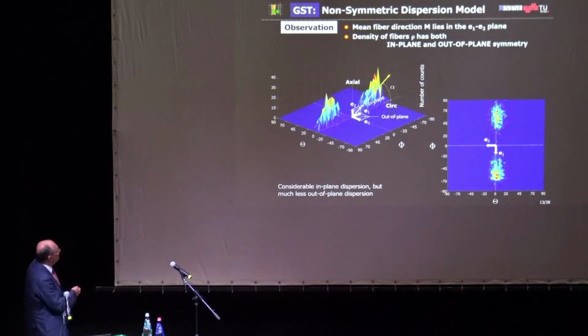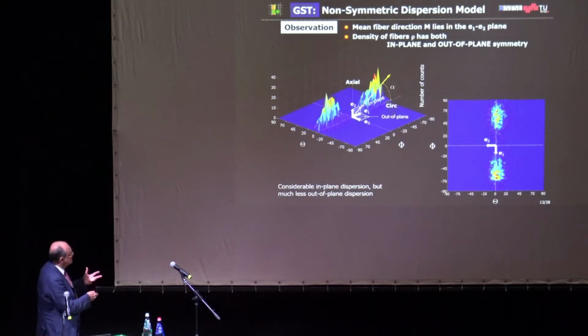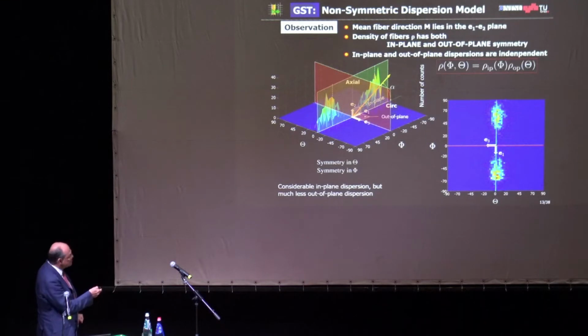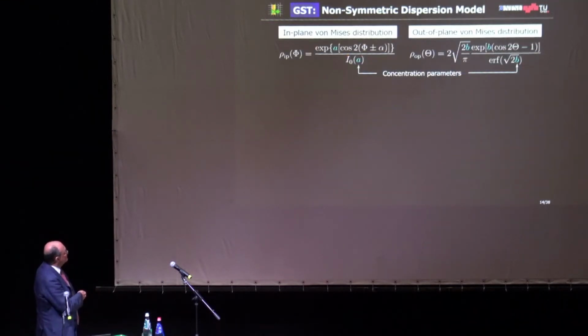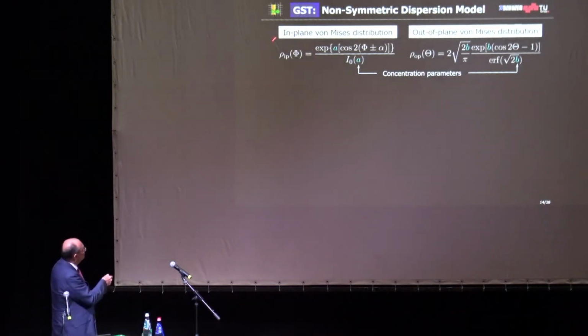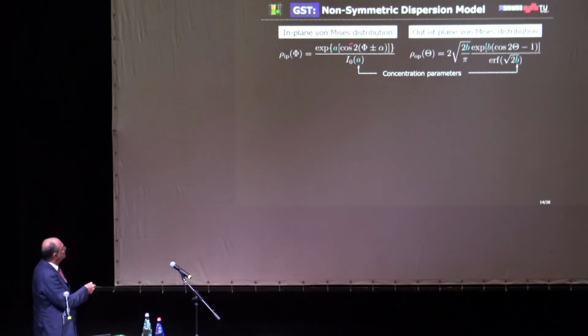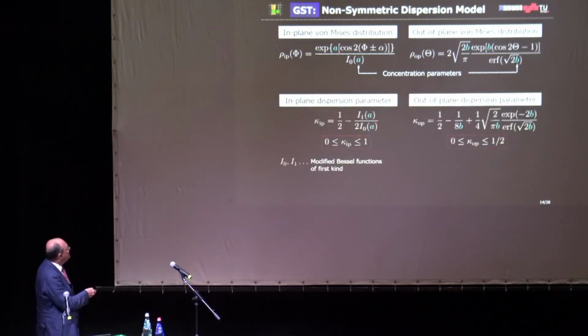And then we have a density of fibers, rho, in plane and out of plane. So it's very clear that you have here an in-plane and an out-of-plane symmetry. So that means we split up this density in plane and out of plane. And for that we use, for this in plane and out of plane, just a von Mises distribution. For both, a von Mises distribution with a concentration parameter A and B.